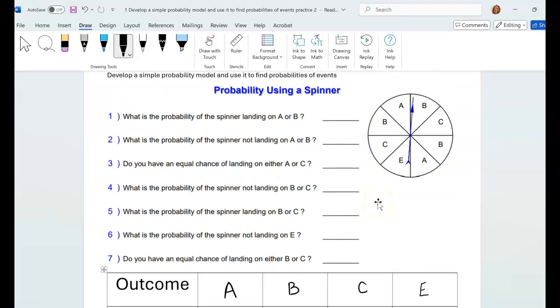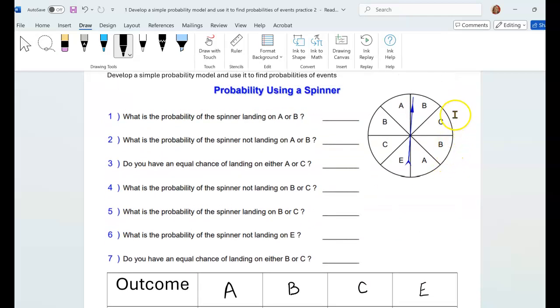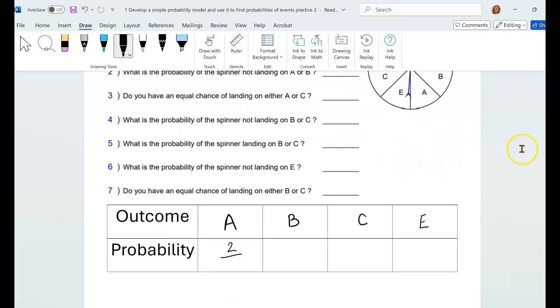Yes. How many A's? 1, 2. 2 A's. Uh-oh. Oh my gosh. I'm giving you numbers and divisor bars. Oh my gosh. And then how many B's? 1, 2, 3. We're looking at probability. So there's 2 A's on the spinner. There's 3 B's on the spinner. I think you can figure out the total letters on the spinner.